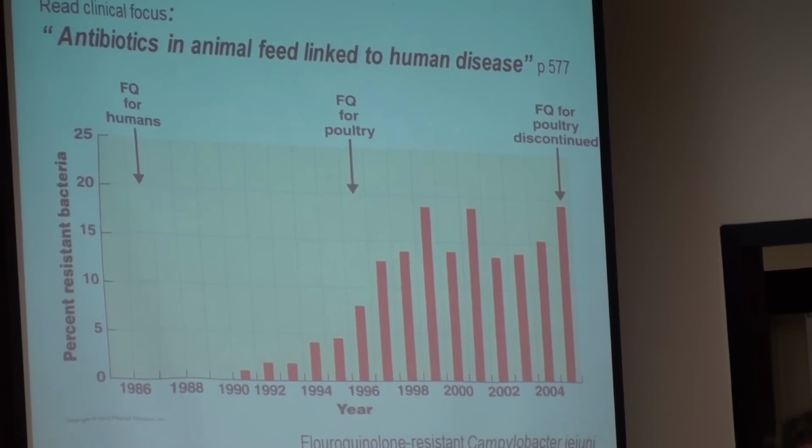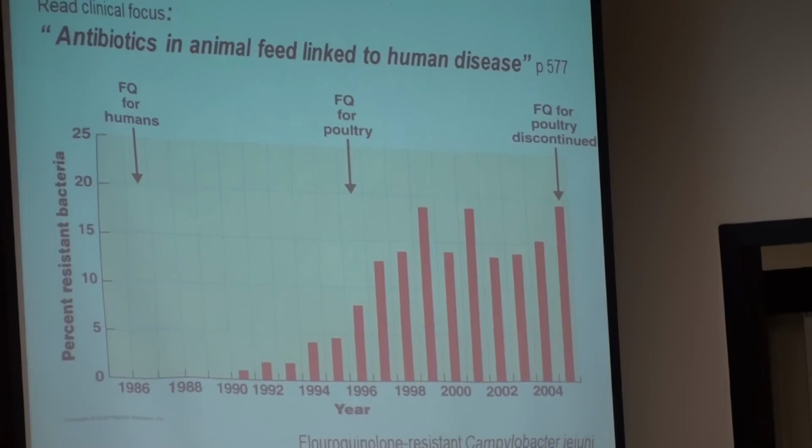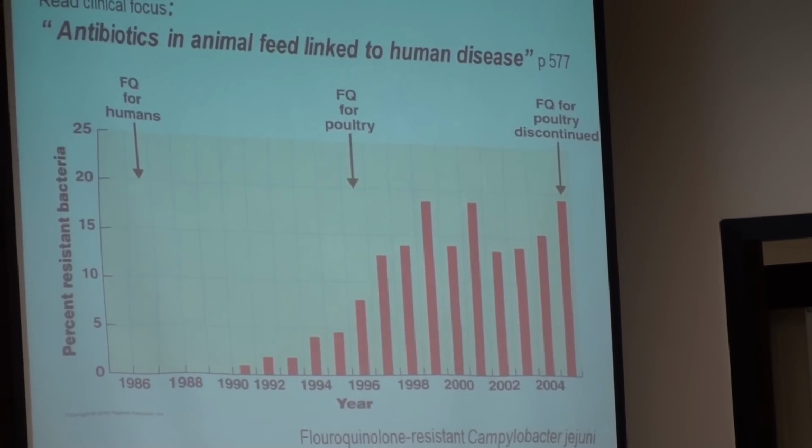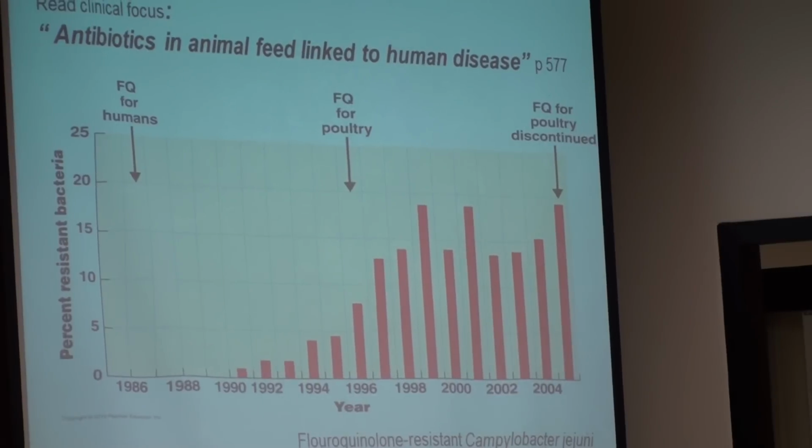Okay? So let's just review that Campylobacter. In chapter 6, we talked about Campylobacter as being common contaminants of poultry, right?